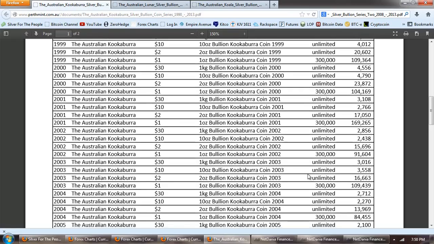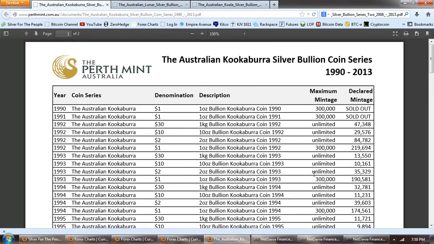So that's the Kookaburra series. You have to remember that they're going back and minting those older years because they never reached sold out for many of those years.